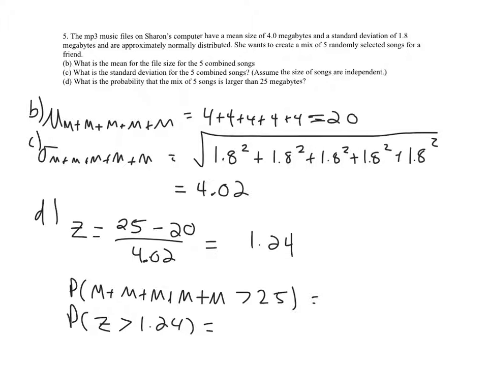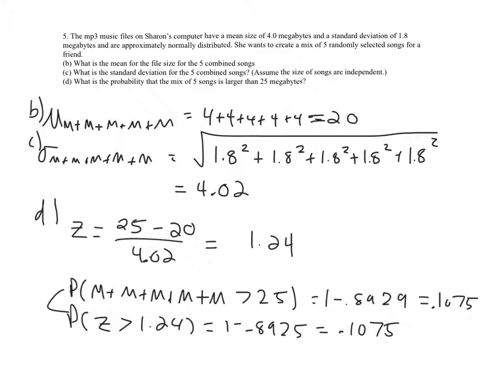Either way, you end up with 1 minus 0.8925. Because it's a greater than problem, we have to do the 1 minus. So our final answer either way is 0.1075. And again, either one of those symbols will work. You need to do the probability statement with the variables in the problem or just use the z-score version.